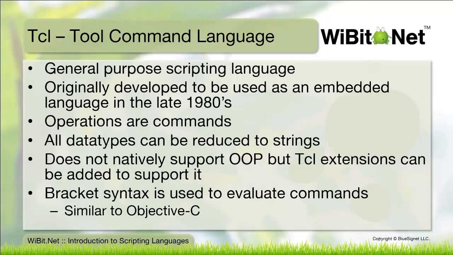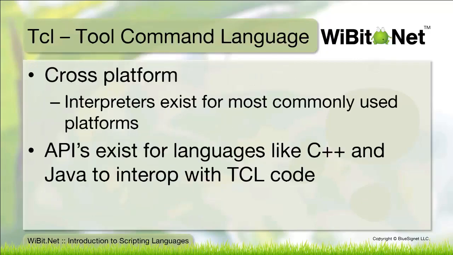A bracket syntax is used to evaluate commands, and those of you who follow the Objective-C course will sort of understand what that looks like, and we'll see an example of TCL here in just a sec. But just to finish this off, TCL is very cross-platform compatible, and interpreters exist for the most commonly used platforms. APIs exist for languages like C++ and Java, and it's very easy to interop with TCL code. So a lot of times you'll see TCL used as an extension of a program.